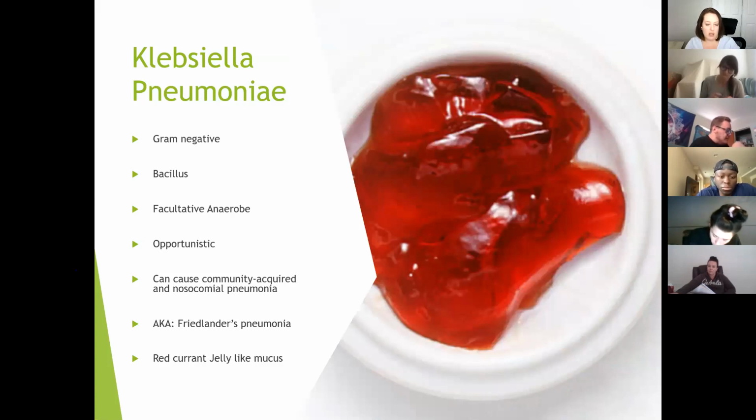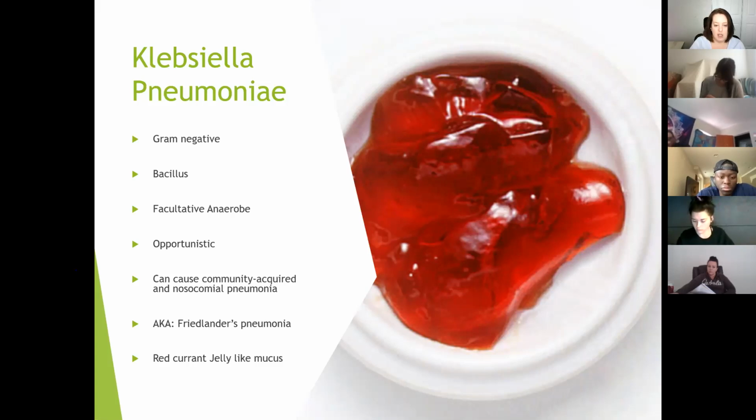So if we have a patient who has a surgery and they have a perforated bowel, so that means there's a tear in their bowel, the Klebsiella will escape from there and go to other areas of the body, which can cause infection or sepsis. You can get this through community acquired or nosocomial if it's a pneumonia.